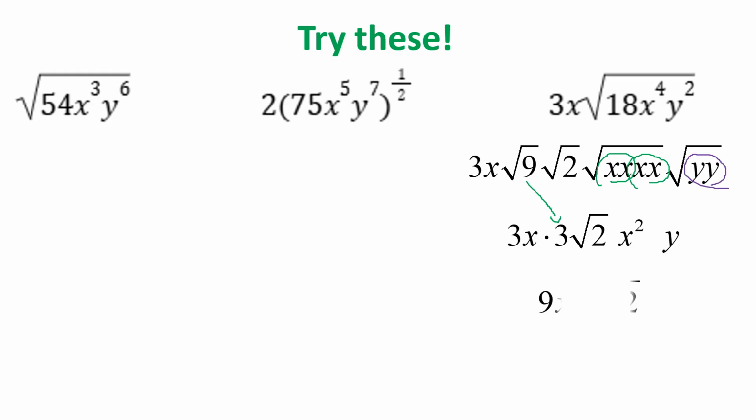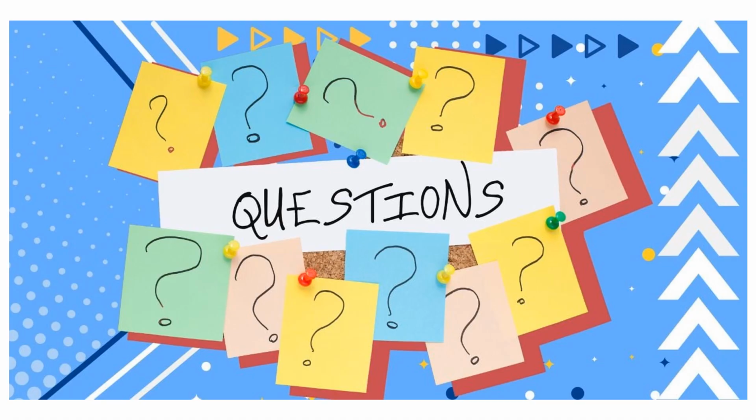And if I rearrange this, I'm going to have 9x to the third, because 3 times 3 is 9. And x times x squared, remember this exponent is really a 1. And when I'm multiplying like bases, I add the exponents. So 9x to the third y times the square root of 2. If you have any questions, let me know.